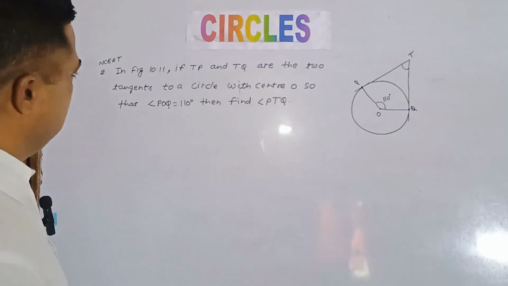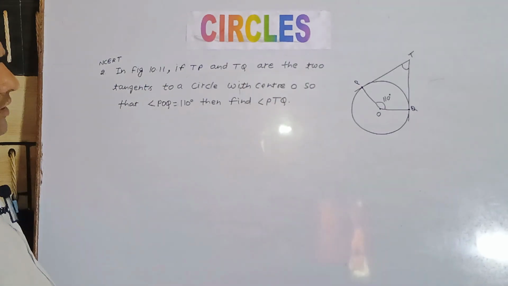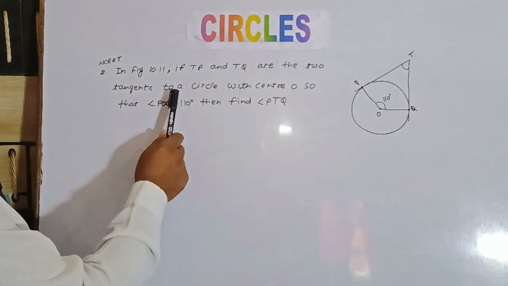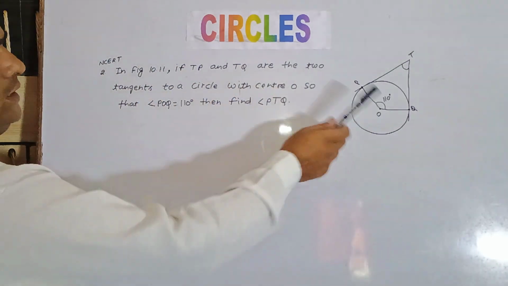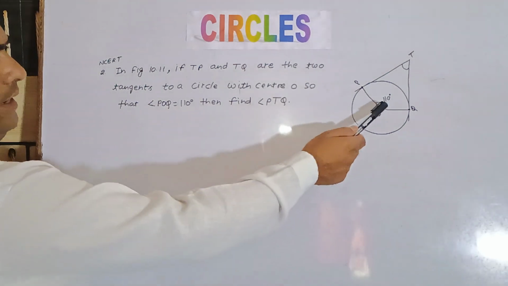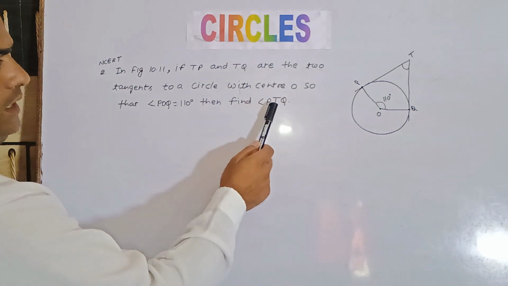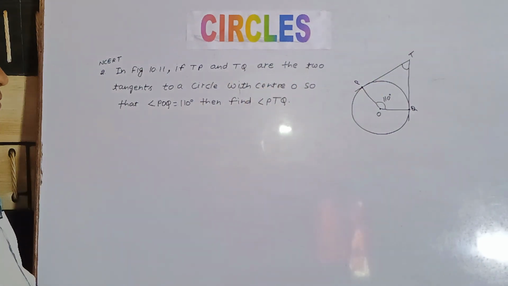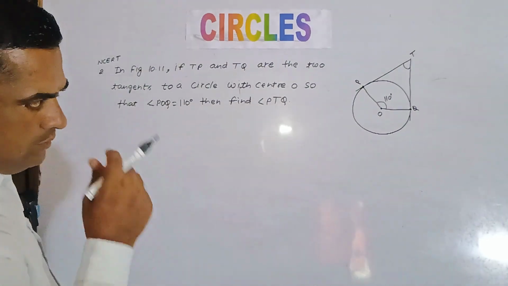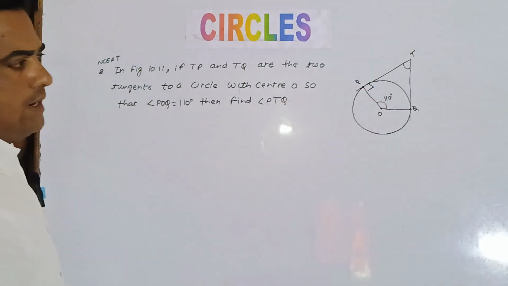Students, our question number 2 is in figure 10.11 in your NCERT book. If TP and TQ are two tangents to a circle with center O, so that angle POQ is 110 degrees, then find the value of angle PTQ. We have to find angle PTQ. How will we find this angle PTQ? Students, you know very well the radius is always perpendicular to the tangent. So this is the radius, this is the tangent, so this angle will be 90 degrees.